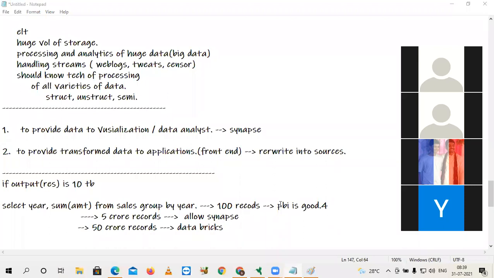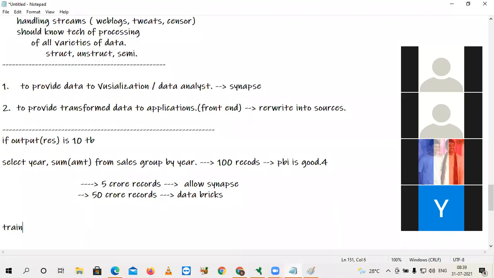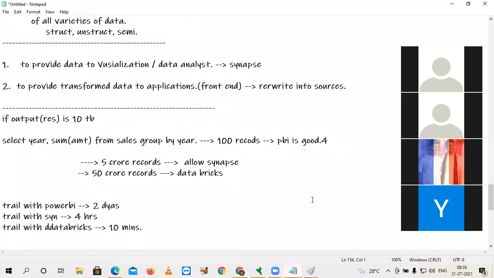Everything depends. But if you are in a position where you cannot decide, first do a trial. Suppose I have 50 crore records. Trial with Power BI, query execution by Power BI. Think that it has taken 2 days. Then do a trial with Synapse. Think that it has taken 4 hours. Then do a trial with Databricks, and you will see the result in 10 minutes. Now, based on these trials, what is your opinion? What can you decide here?